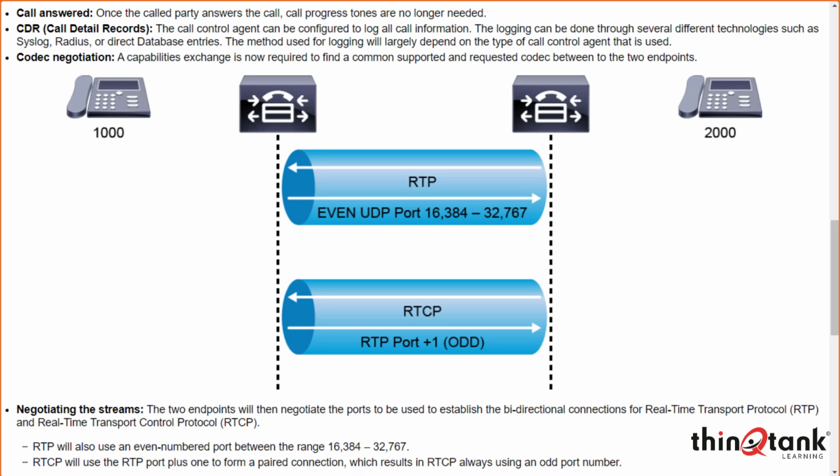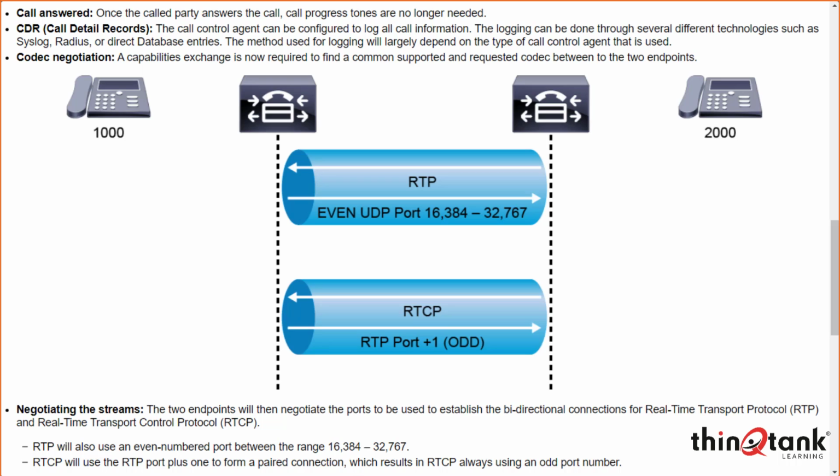I mentioned 32768 because of the even numbers, or 32766, I should say, because 32768 wouldn't be possible. But we use the even port numbers in that range. RTCP, we talked about that protocol as well, provides us information about the stream itself. That's going to be using whatever RTP port number is being used in the direction plus 1. So it's the odd numbered ports.